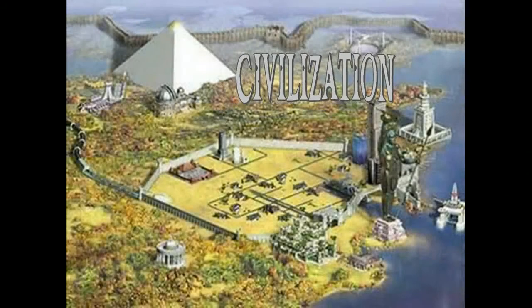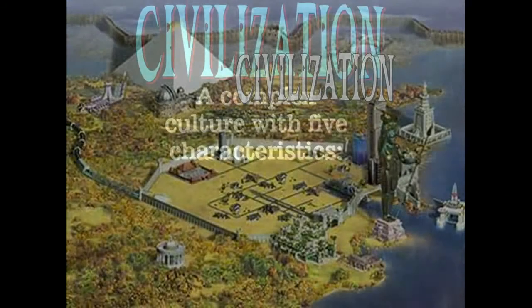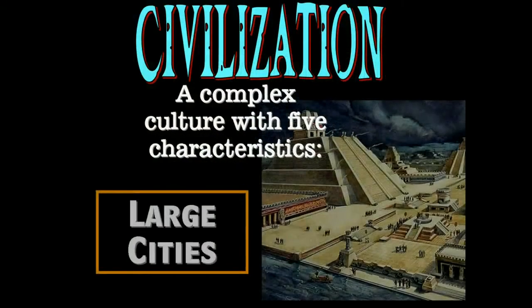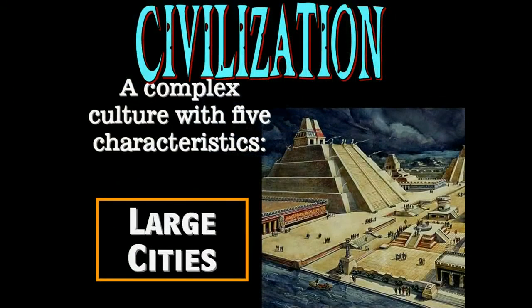Now, there are 5 key things that you need when you look at a civilization. Okay, number 1, you have to have large cities. The reason you want large cities is because this is where everyone is going to meet, right here in the downtown area. All right, or if you will, downtown, just like we have these days.